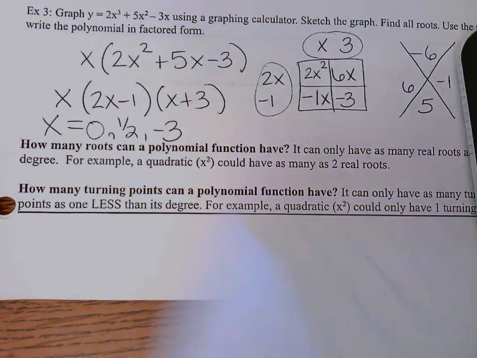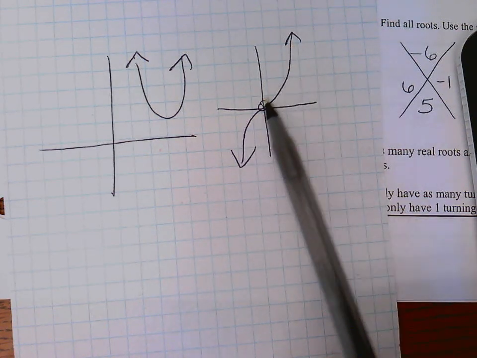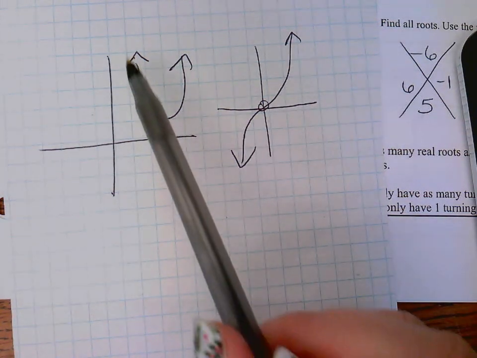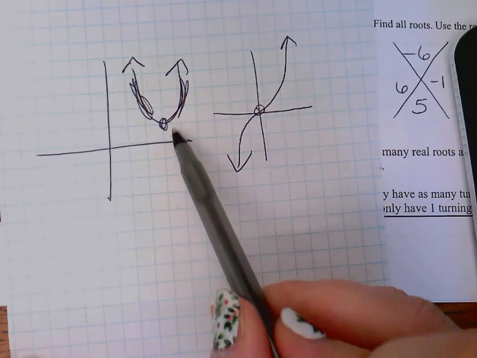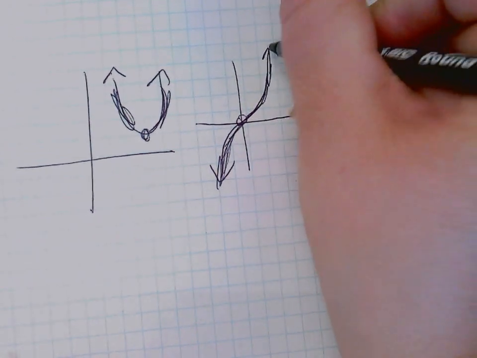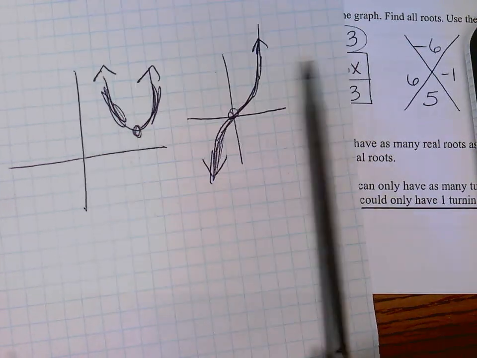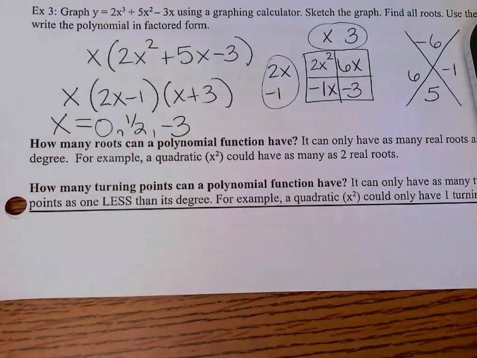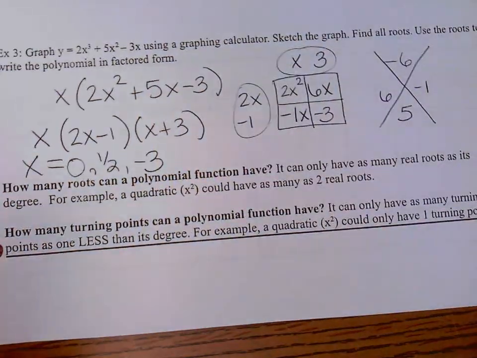So a cubic function could have 2 turning points. This cubic function, how many turning points did it have? It had 0 turning points. Remember, a turning point is when it's going from like decreasing to increasing. So that's a turning point. This is increasing, increasing, increasing, increasing, and increasing as it goes from left to right. So this had 0 turning points. So it's not saying that it has to have 2 turning points like this graph. It's at most 2 turning points.